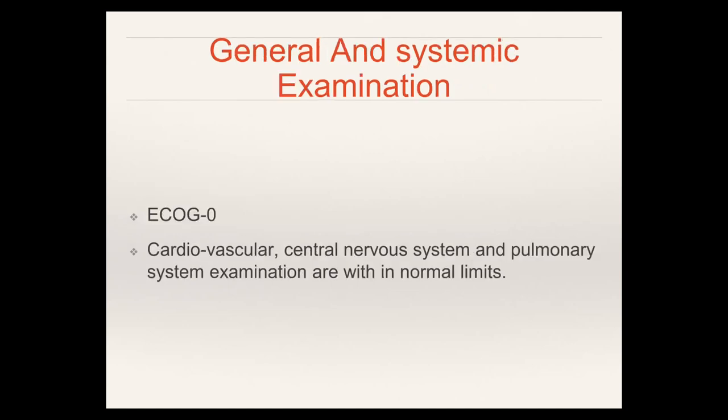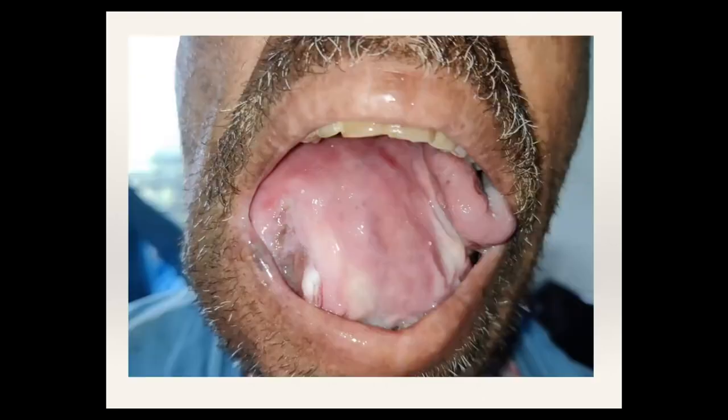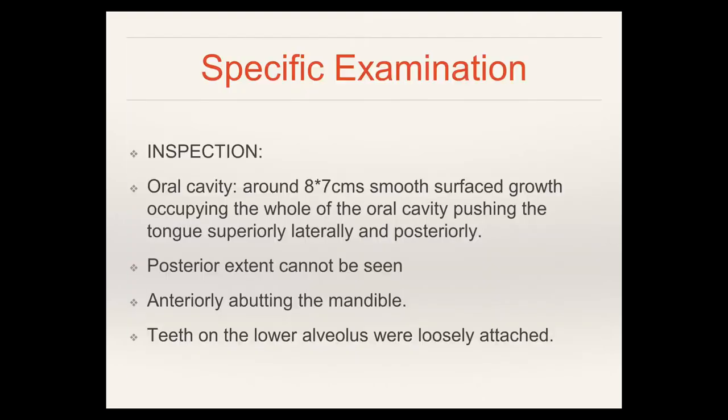Go ahead, Gopi. Coming to the general and systemic examination, the patient had a good PS score of 1, cardiovascular system, central nervous system, pulmonary system examination within the normal limit. This is the clinical picture of the patient with the lesion. Specific examination, inspection. Oral cavity around 18 to 7 centimeters, smooth surface growth occupying the whole oral cavity, pushing the tongue superiorly, laterally, and posteriorly. Posterior extent cannot be seen.